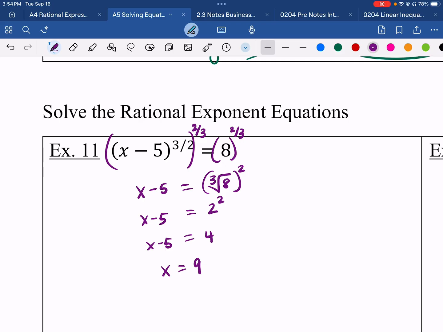All right, so you plug it in and check. 9 minus 5 is 4 to the power of 3/2. Remember, since that's a square root, x minus 5 has to be greater than or equal to 0. Add 5. X is greater than or equal to 5. And 9 is greater than or equal to 5. So check. Boom.